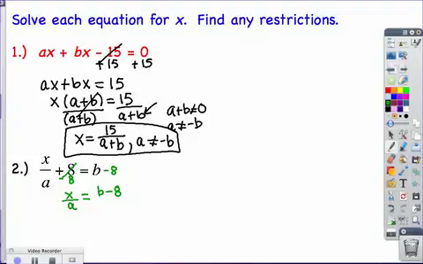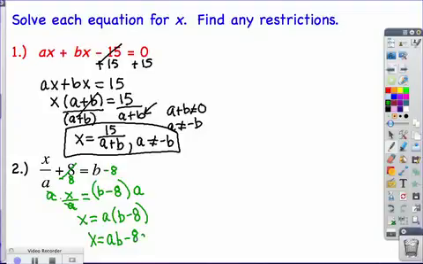So I'll begin by distributing, and I have ax plus ac equals bx minus bc. Get all the x's on the same side. So I subtract bx. ax minus bx plus ac equals negative bc. To isolate the x, I'm going to subtract ac from both sides.